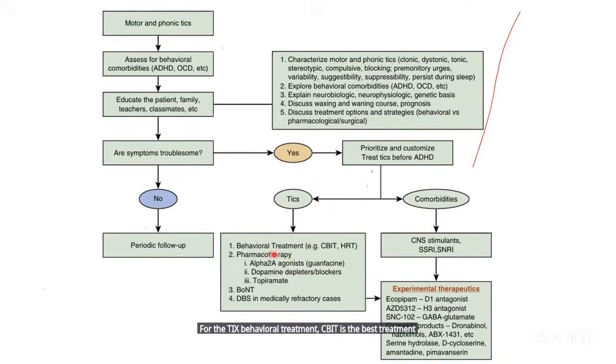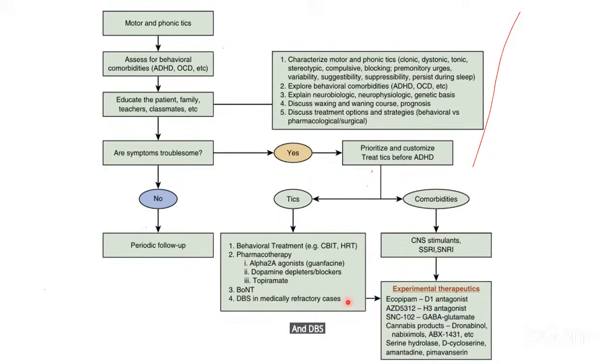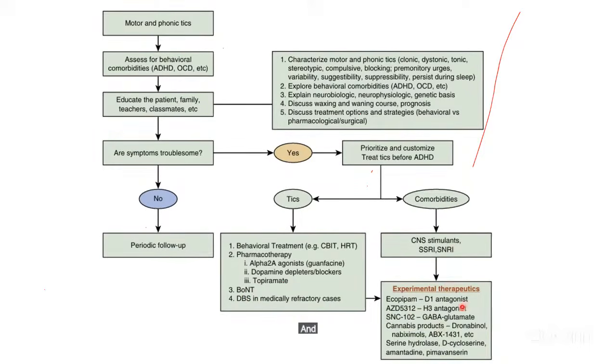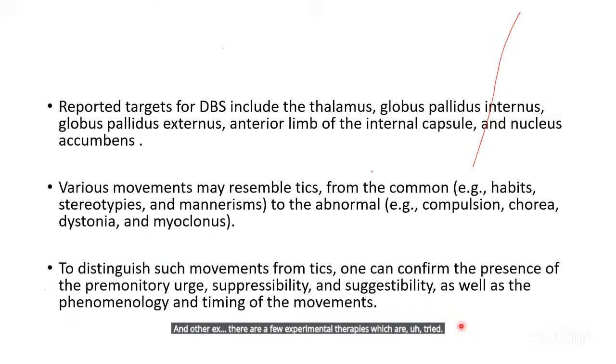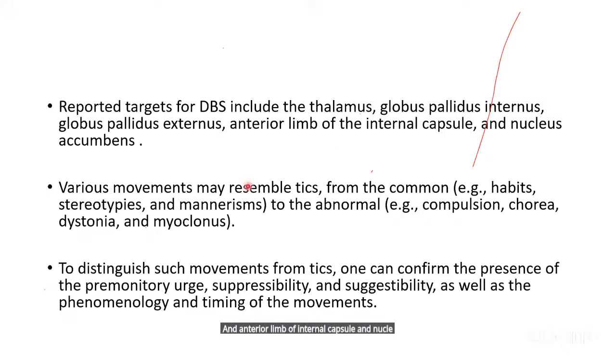Pharmacotherapy we can give includes alpha 2A agonists, dopamine depleters or blockers, topiramate, Botox, and DBS in medically refractory cases. For comorbidities, if they have them, we can try CNS stimulants, SSRIs, and SNRIs. There are a few other experimental therapies which are tried. DBS was tried for the thalamus, globus pallidus internus, globus pallidus externa, anterior limb of internal capsule, and nucleus accumbens. And various movements can resemble this.